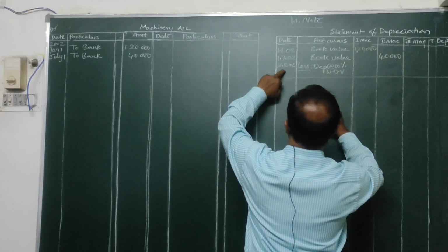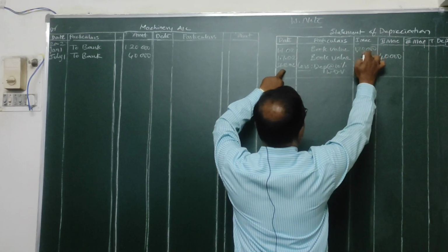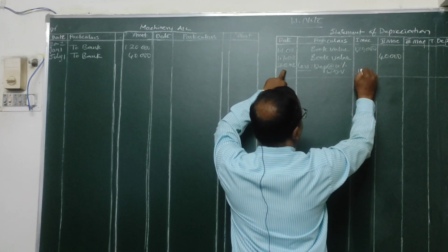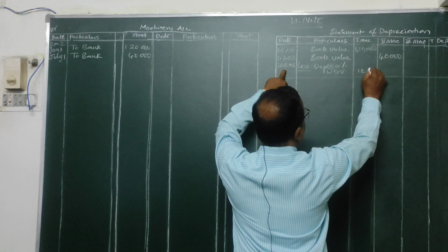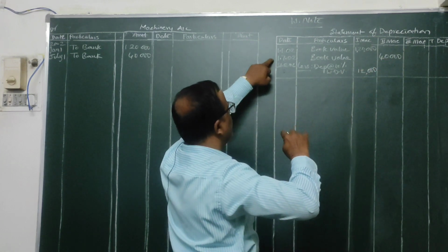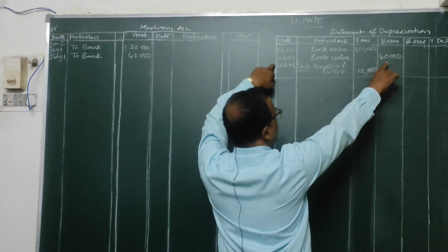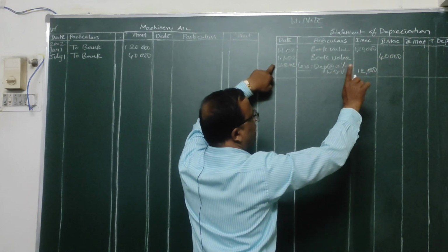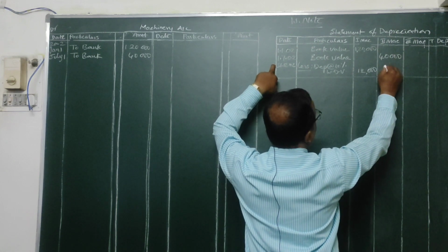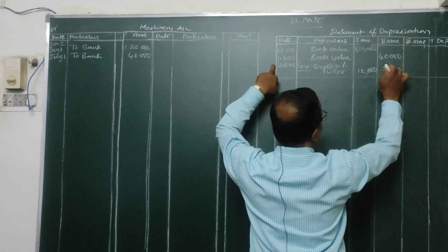Observe here, 10%, from January to December. That means for 1 year this machine is being used at the rate of 10%. So on 1,20,000, 10% means it will be 12,000. Whereas for this second machine, from July to December, for 6 months it is being used. So on 40,000 at the rate of 10% per annum it will be 4,000. For half year it will be 2,000. I hope you people have understood this one.